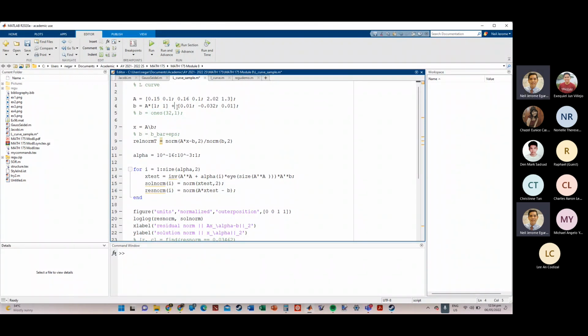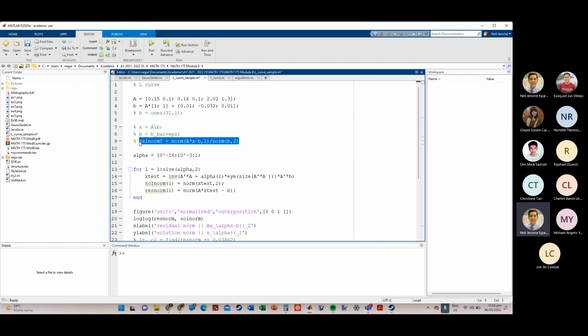Tapos ito yung epsilon natin, ito yung error vector o yung noise vector. Alam natin ito ay isang 1% noise. So that's fine. Okay. Tanggalin ko na to. Hindi ko to kailangan yung A minus B. Alright. Mga pang-check ko lang yan along the way. Tapos, tanggalin ko na rin to.